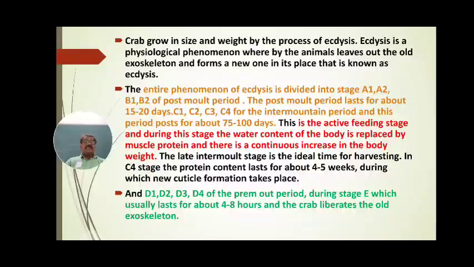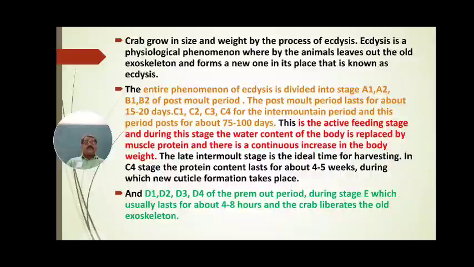This is the active feeding stage, and during this stage the water content of the body is replaced by muscle protein and there is a continuous increase in the body weight. As this is the active feeding stage, the crab feeds more, the water content of the body is replaced by muscle protein, and as muscle develops, the weight of the crab increases.